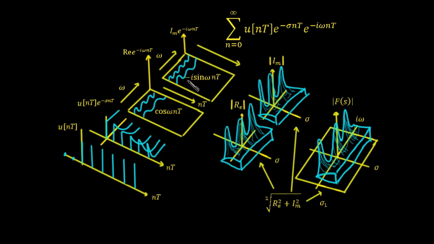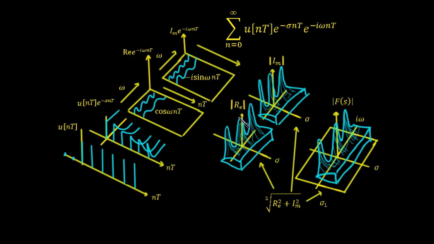Now I've represented this in a somewhat stylized way here. So what we want to do is add up in this direction. So when we add up in this direction over all of these values of sigma, we're going to create a surface here.